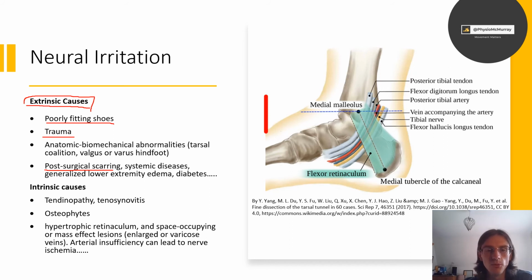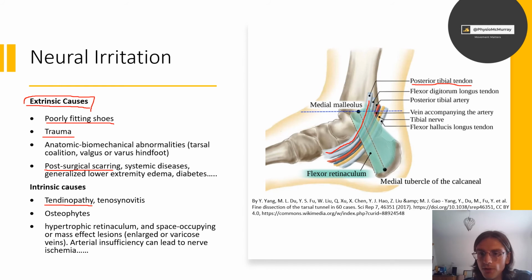Cool, yeah. And then what are the intrinsic causes? Tendinopathy could cause this issue. As you can see, you've got a tendon here called the posterior tibial tendon. That is the tendon that runs down this loop here. If this tendon becomes weak and sore and painful, and it gets tendinopathy, it will enlarge slightly. That enlargement could decrease the space in this area, which could then cause compression on the nerve.